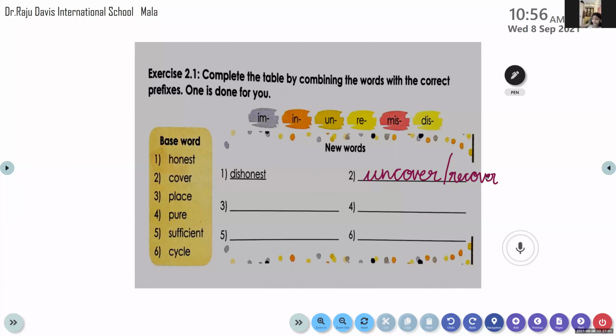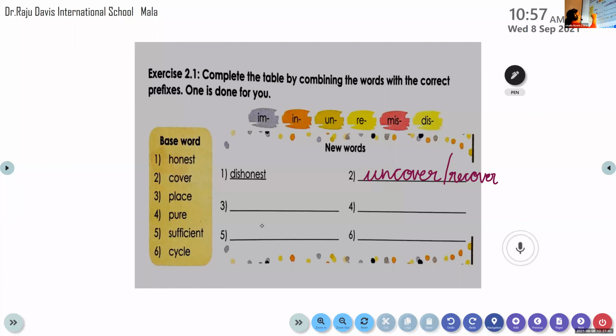Adnan, try the next one. Place. Others, mute. In. No. If you lose something, which word do you use? By mistake, if you keep something at a wrong place, which word would you use there? Mis. Misplace. Yes, very good.